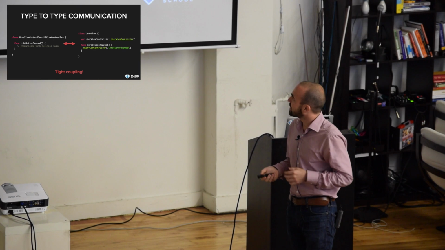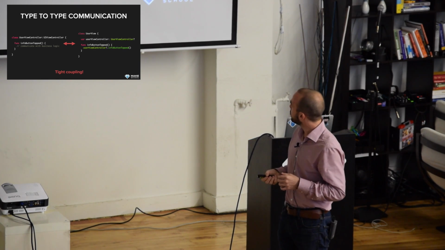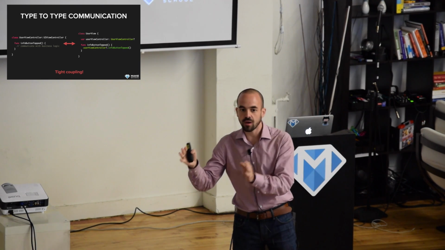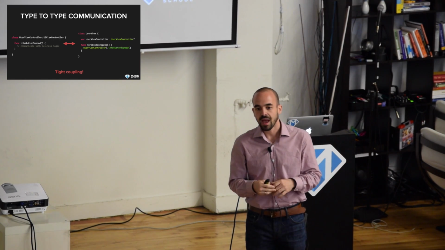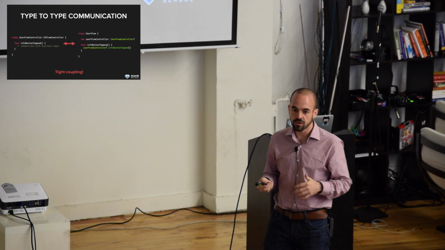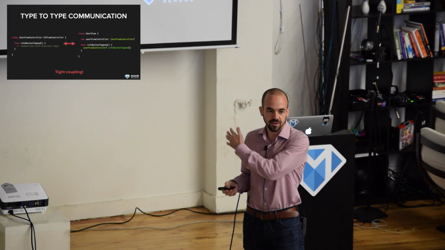The drawback here is that this code is tightly coupled. You now know in the user view that you definitely want to talk to a user view controller. It's one specific type, and you can't just replace it with a different view controller that maybe also would be capable of responding to this event.